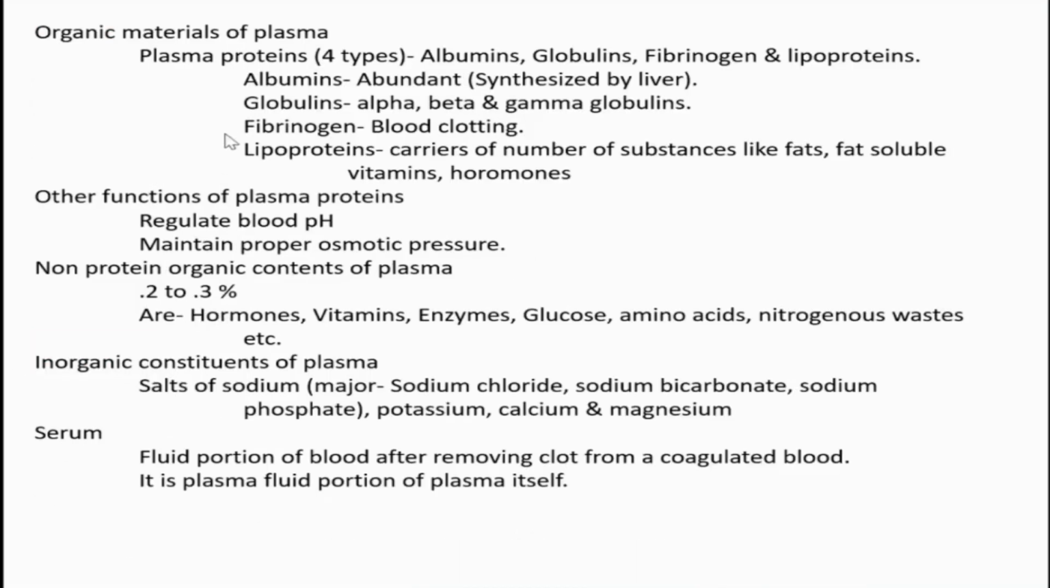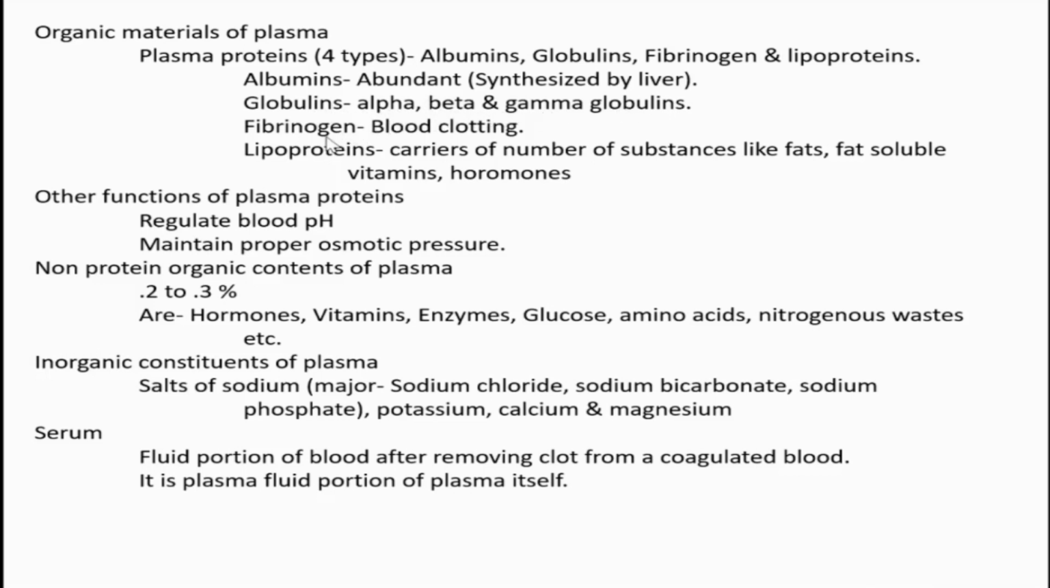Next, what are the organic materials of plasma? Main organic materials are plasma proteins. There are mainly four types: albumins, globulins, fibrinogen, and lipoproteins. And among these four plasma proteins, albumin is the most abundant one, and it is synthesized by the liver. Next come globulins. Globulins are of three types: alpha, beta, and gamma globulins.